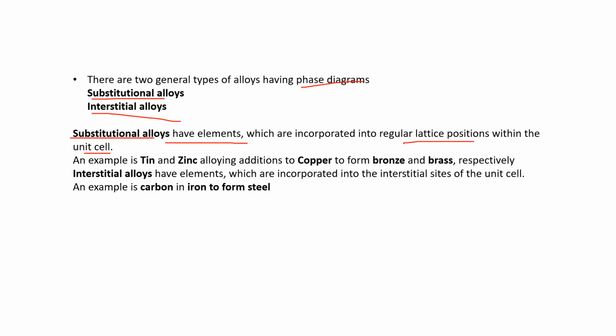Interstitial alloys have elements which are incorporated into the interstitial sites of the unit cell. The example is carbon and iron to form steel. We will also study the different types of steel: hypoeutectoid steel and hypereutectoid steel, with different compositions of carbon.